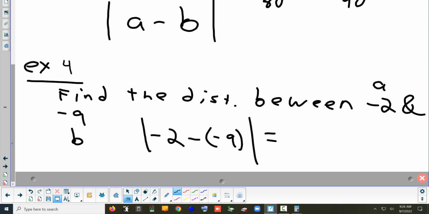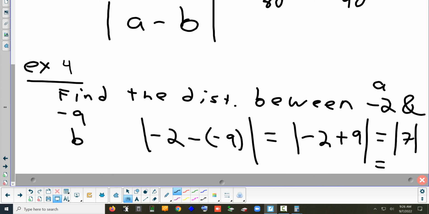So absolute value is like a grouping symbol. You do what's inside it first. What's going to happen here? Minus 9. Yes, Jess? You're going to add, right? It's going to become negative 2 plus 9. Negative 2 plus 9 is 7. And what's the absolute value of 7? 7. So in other words, if you put those two numbers on a number line, negative 2 and negative 9, they are 7 units apart. Okay. Questions on that?